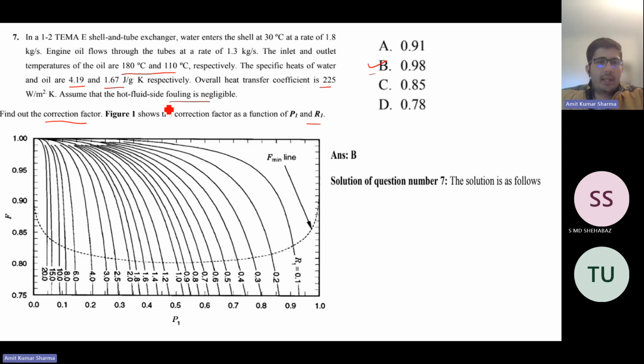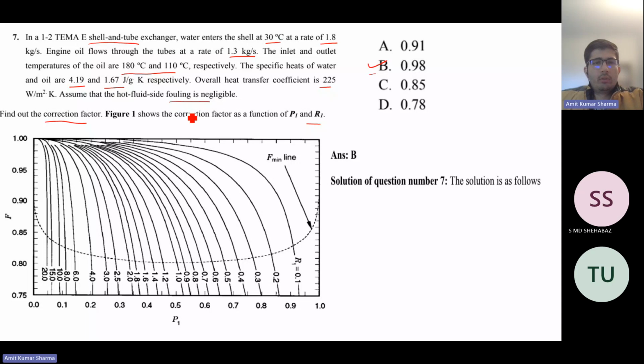So the main data is like what type of heat exchanger? It is shell and tube. Okay. And water enters the shell, the temperature and the flow rate are given. And the oil flow rate is given. Inlet and outlet temperatures are given. The specific heats of water and oil are given. So note down these data. Okay. After that, you will get to know how to apply the formulas.